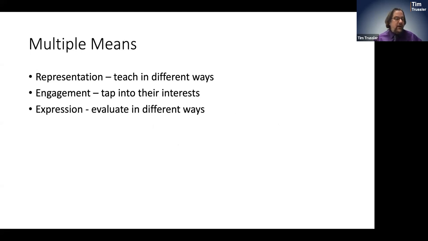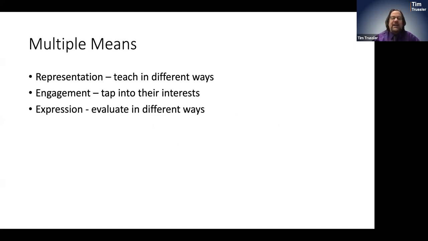A next way to increase student success is what's called multiple means. And so you see your fancy schmancy words there, multiple means of representation and engagement and expression. But the basic thing is vary your class as much as possible. Now I know there's classes, PNUR might be one of them, where it's really structured because they have exams and certifications that they have to pass.